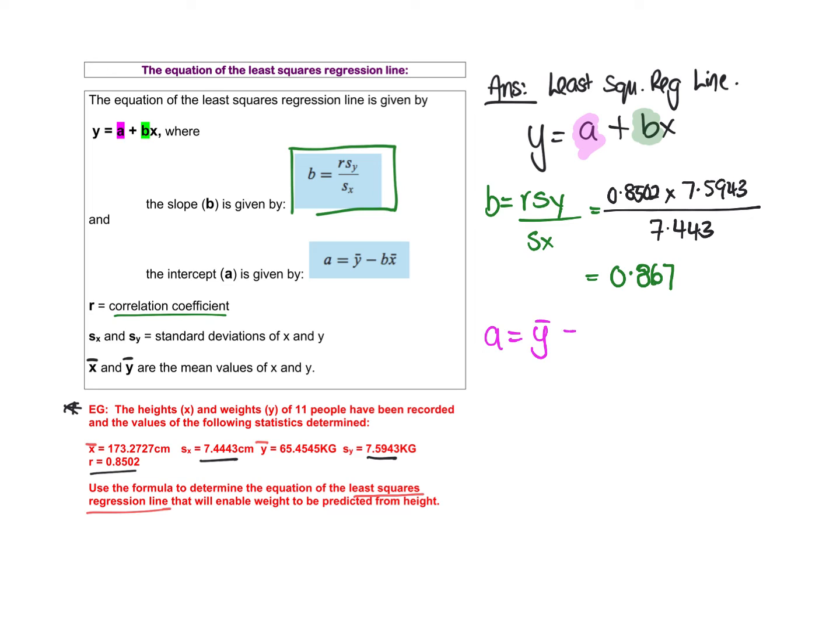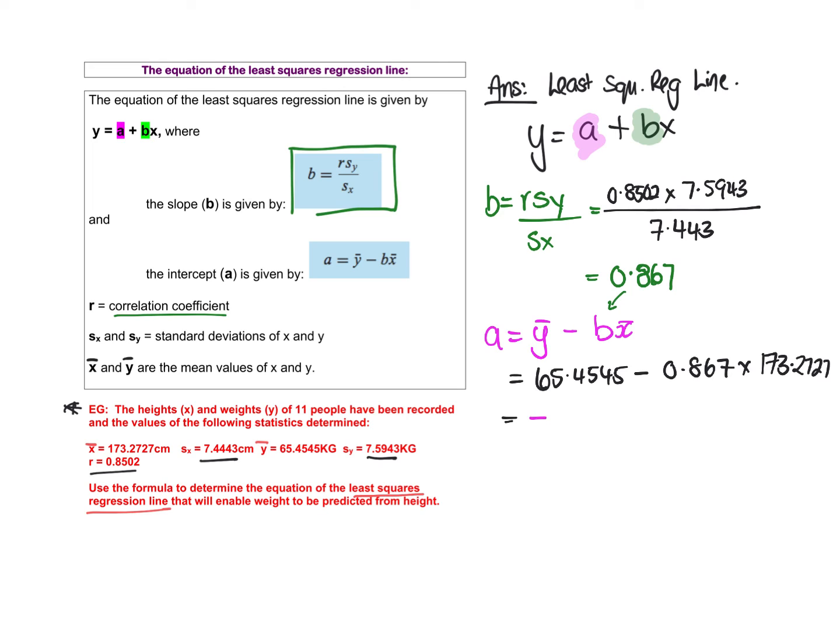Now I'm going to find the A value. Can you see you actually have to use what you calculated for B. So when you're doing this, you must calculate the B first if you've got to do the whole thing. So let's work this one out using what we're told. They told me the mean of Y was 65.4545. Then I'm going to do minus the B value, which was 0.867, and then times the mean of X, which they gave me, which was 173.2727. We do that on the calculator, and we'll get a value.